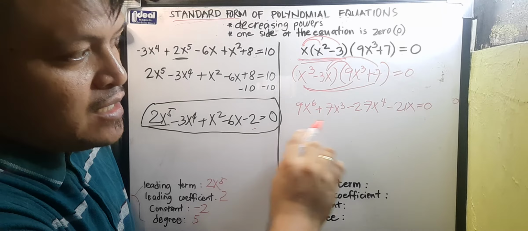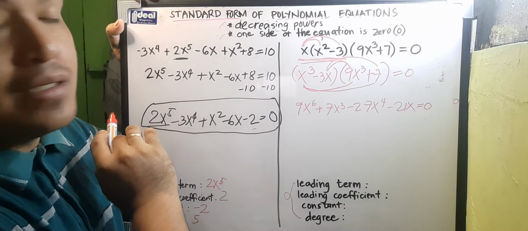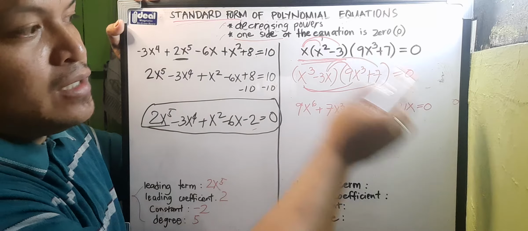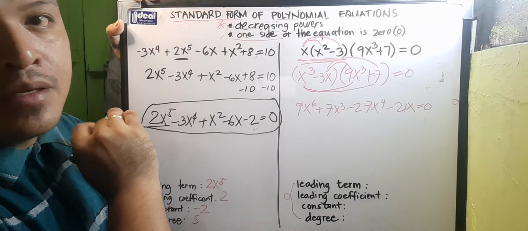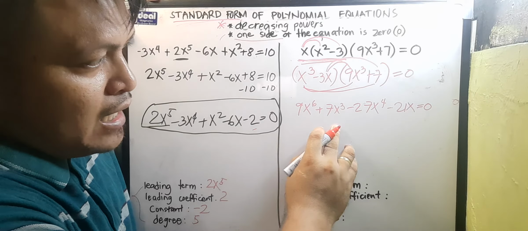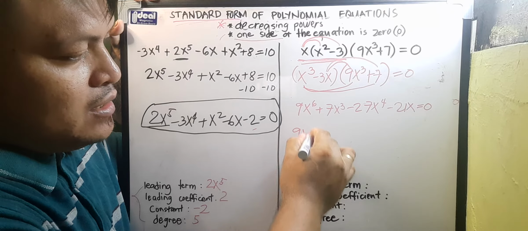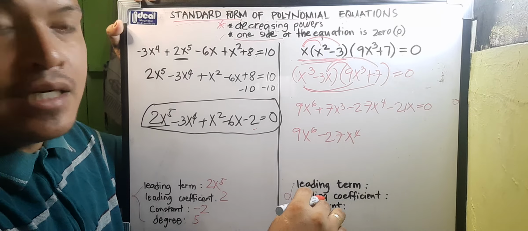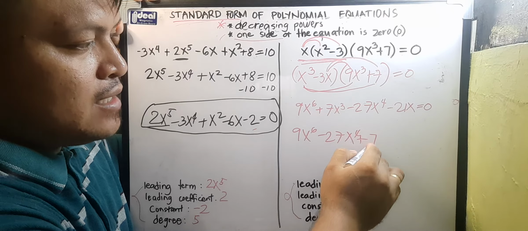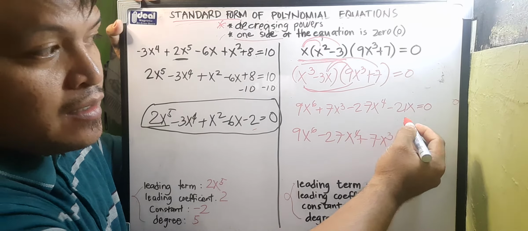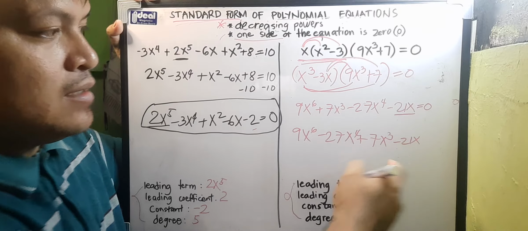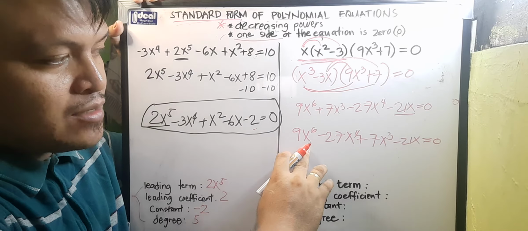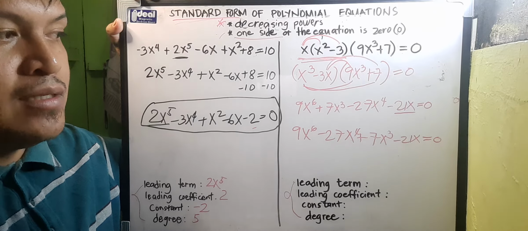Kung mapapansin ninyo, it is not yet in the standard form kasi kailangan masatisfy itong dalawang to. It should be in decreasing order of the exponents or decreasing powers. And one side of the equation is 0, mayroon na siyang 0. Ito na lang ang kailangan natin i-satisfy. So, first, i-rearrange na natin yung mga terms. First is 9x raised to 6. Sunod is minus 27x raised to 4. Next is plus 7x cubed. Next is minus 21x. Meron pa ba? Wala na. That is equal to 0. And that's it. Nasa standard form na tayo. 9x raised to 6 minus 27x raised to 4 plus 7x cubed minus 21x equals 0.